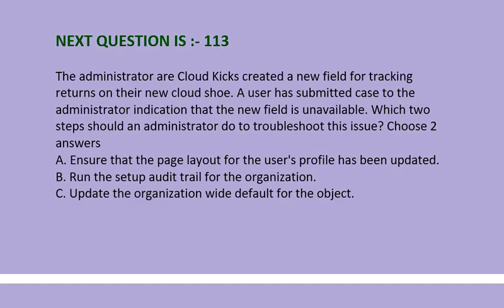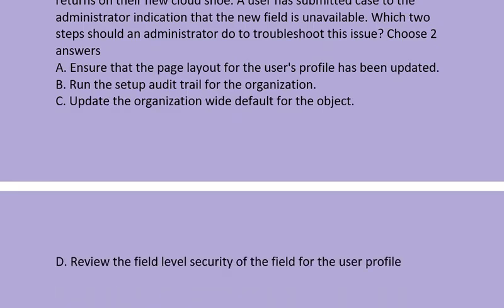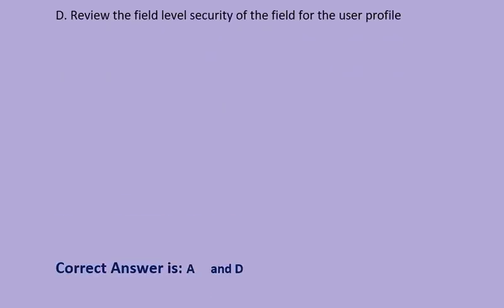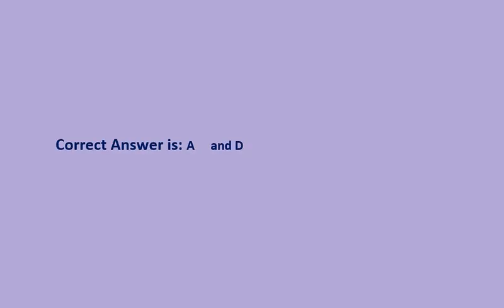Option A, ensure that the page layout for the user's profile has been updated. Option B, run the setup audit trail for the organization. Option C, update the organization-wide default for the object. Option D, review the field level security of the field for the user profile. Correct answer is option A and option D.